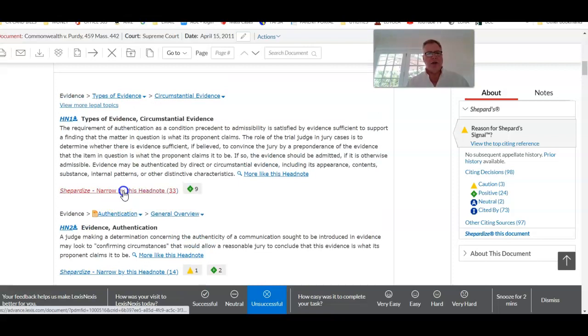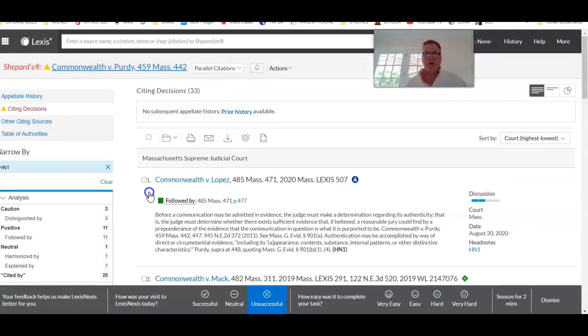So the point is we can just Shepardize by these narrow headnotes here. I can see that there are 33 cases here. I can Shepardize by circumstantial evidence. I click on those, and that gives me those particular cases. Now, in this example I'm giving you, we didn't save much time because there are still 33 cases that dealt with authentication. But you will come across long decisions that have lots and lots of issues in them that you are not interested in and you don't care about. And you will save time if you can just Shepardize the headnote that deals with the issue that you are looking into. Okay?